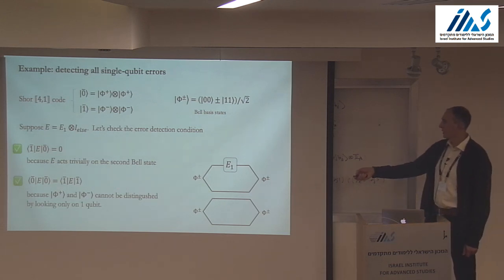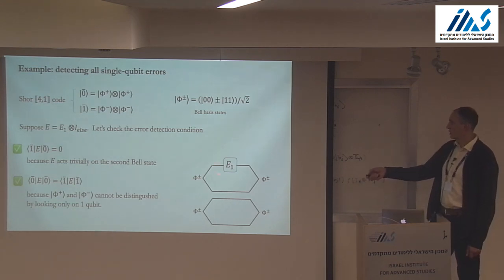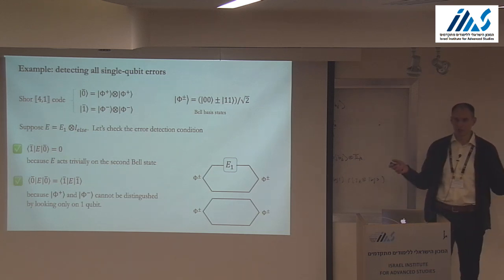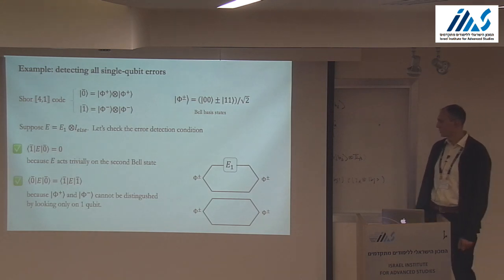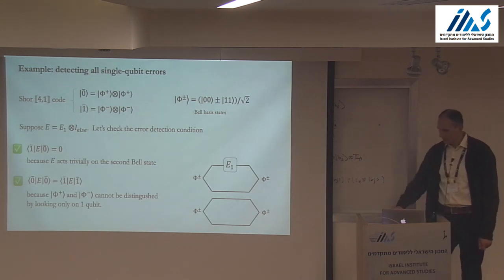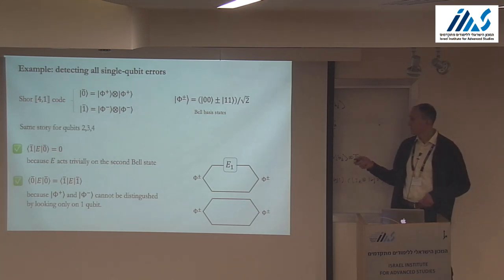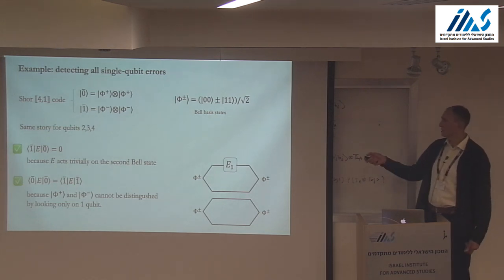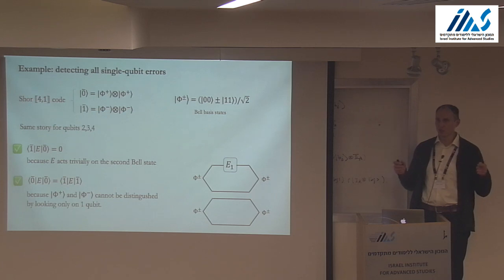The diagonal matrix elements of E are the same because E acts non-trivially only on 1 qubit, and I just told you that it's not possible to distinguish phi plus and phi minus by looking at only 1 qubit. I assumed that the error acts only on the first qubit, but of course, by symmetry, the same argument works for any other qubit. So basically, this code detects any single qubit error.